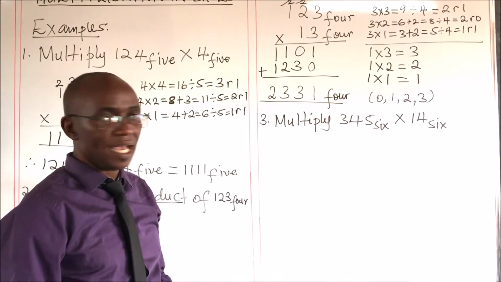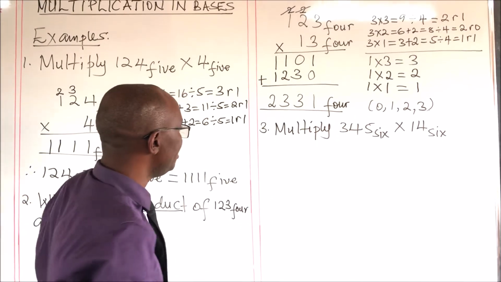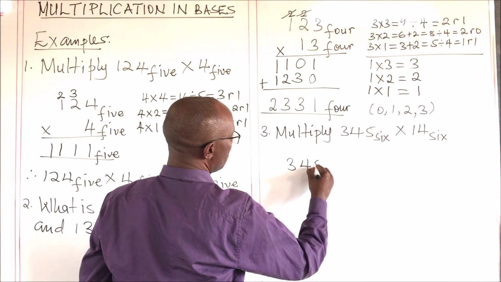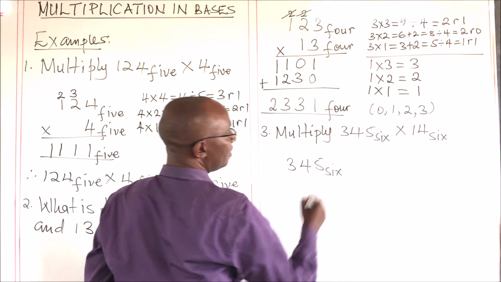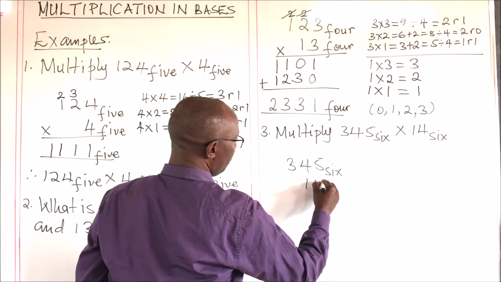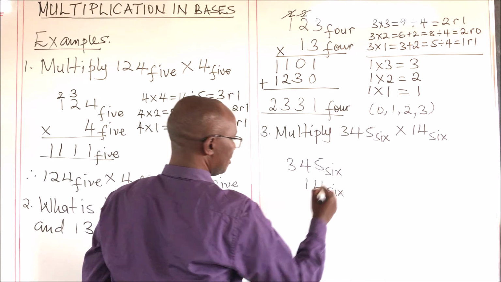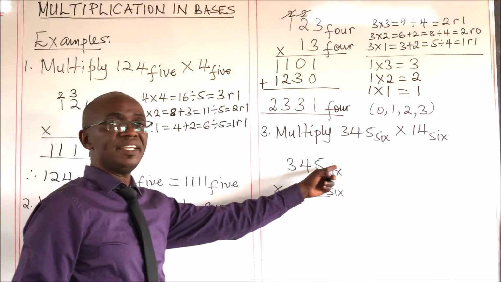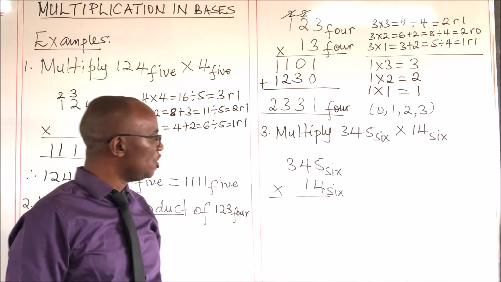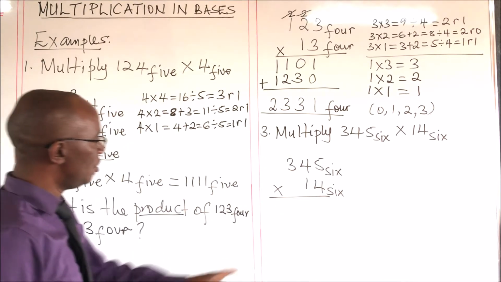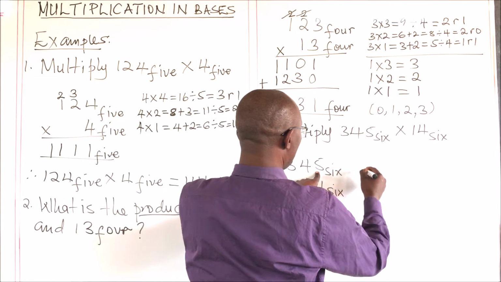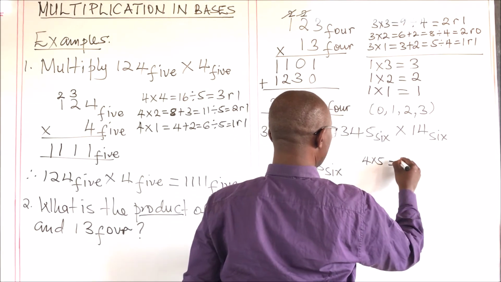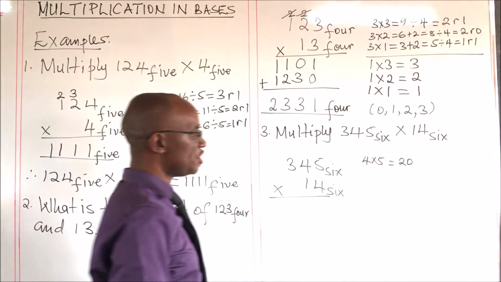Okay, I believe everybody must be very attentive. So we arrange vertically. So that is 345 in base 6, and 14 in base 6. So we are multiplying a 3-digit number by a 2-digit number. So we start with 4 times 5, which is equal to 20.